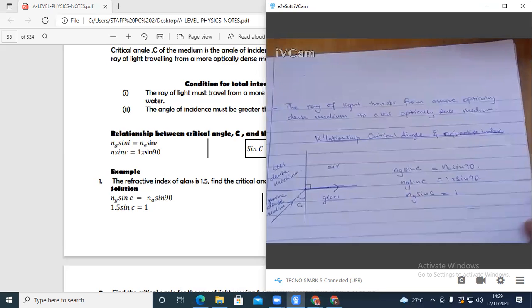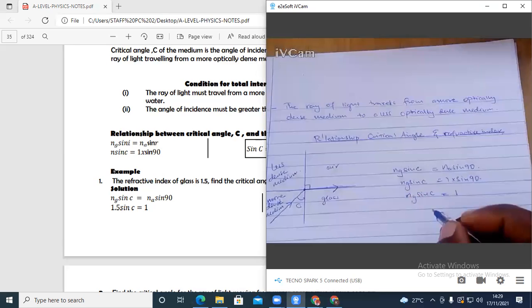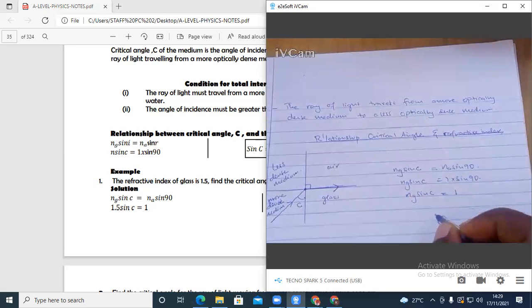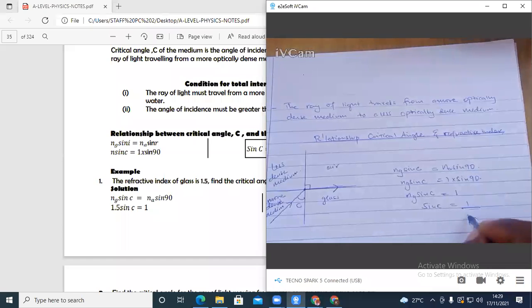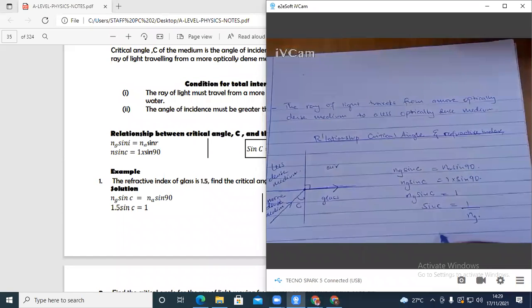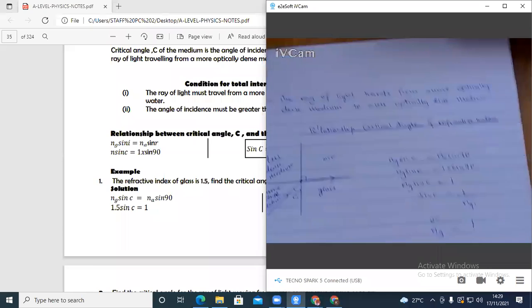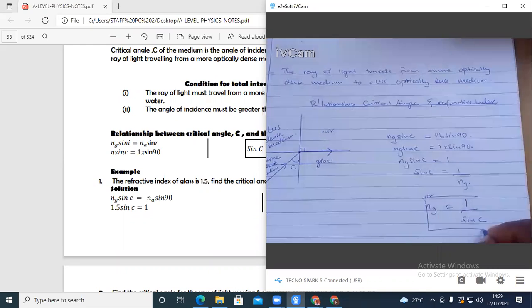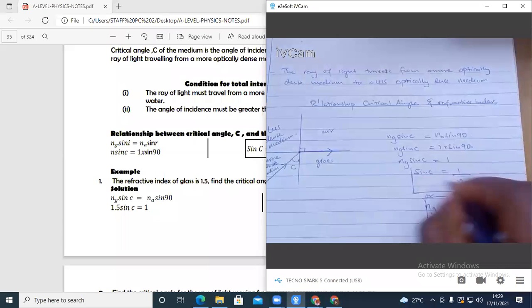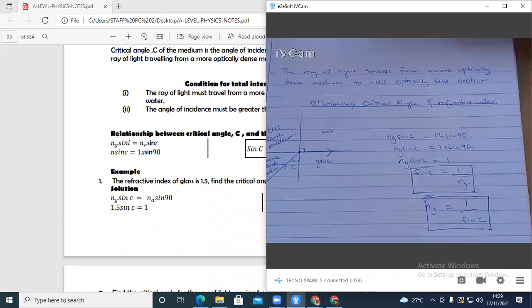Now, if you want to find the refractive index or the critical angle, you make it the subject. So if I want to find the critical angle, then I'll say sine C equals 1 over n g, or I can say n g equals 1 over sine C. Both of these show the relationship between the critical angle and the refractive index.